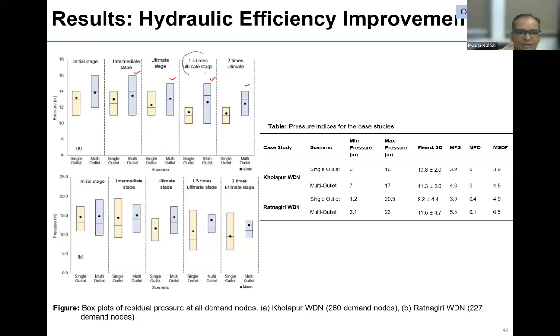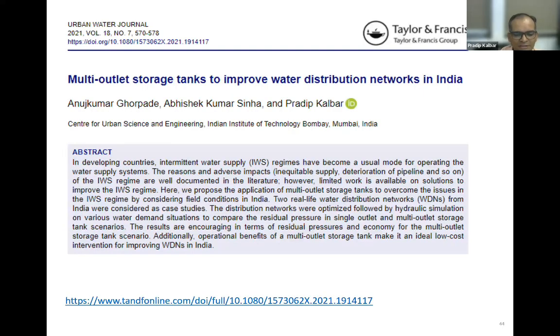And we have considered the intermittent scenario. So typically what we assume is 1.5 or 2 times the ultimate stage demand. If you run it on the network, what will happen? And in that scenario, multi-outlet performs much better than the single outlet. So all the recommendations we're making are based on a lot of research that we have done in the last few years. This Urban Water Journal publication is also there.